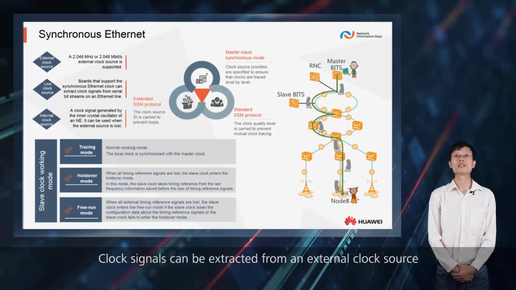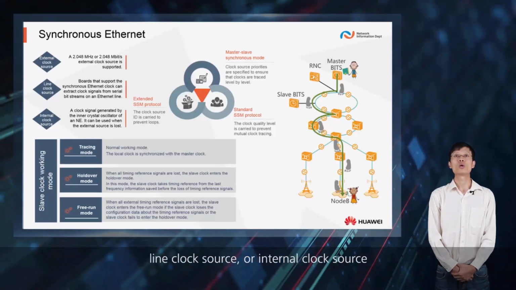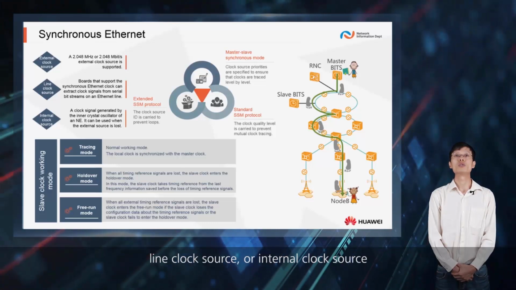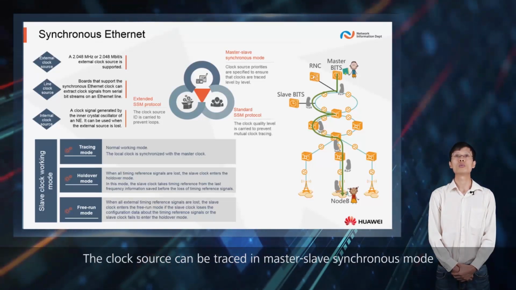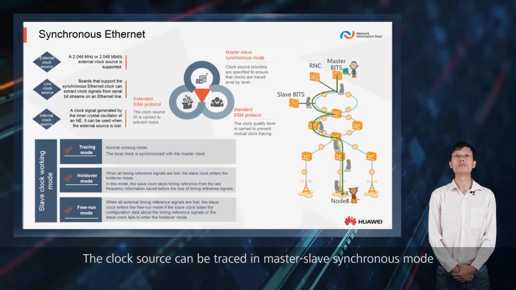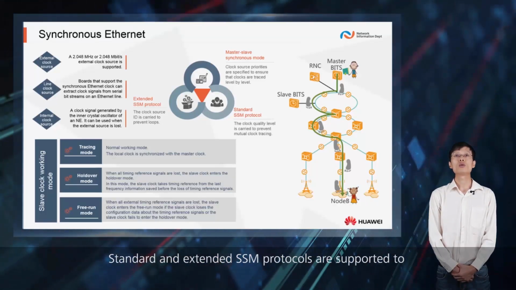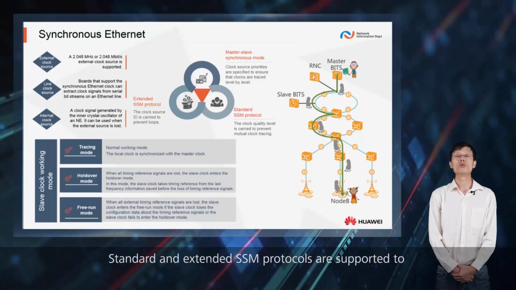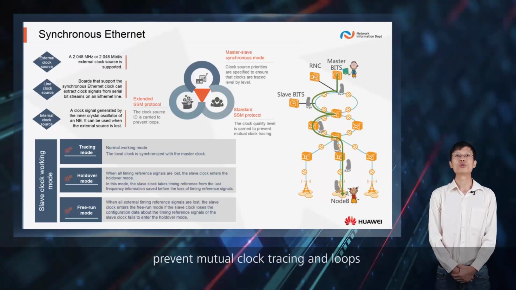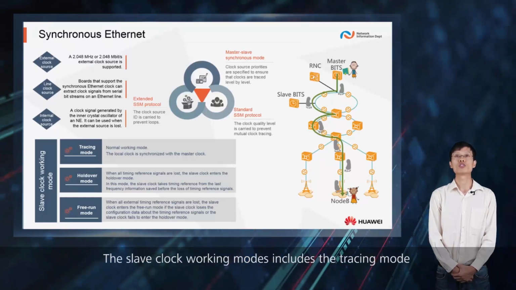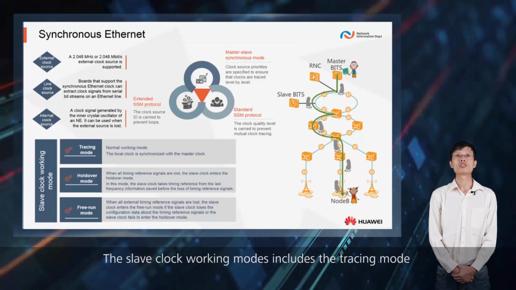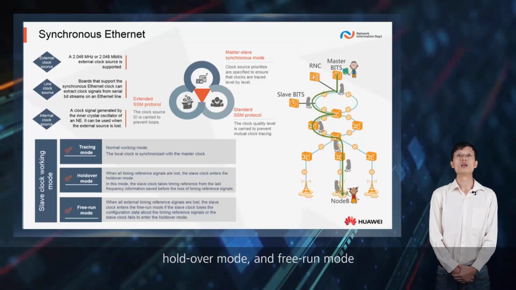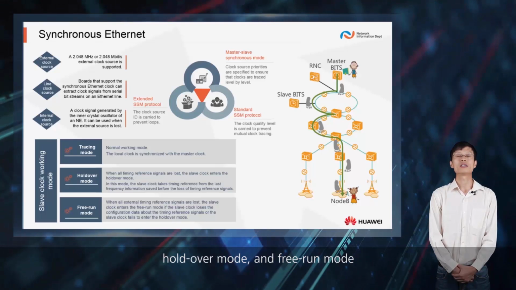Clock signals can be extracted from an external clock source, line clock source, or internal clock source. The clock source can be traced in master-slave synchronous mode. Standard and extended SSM protocols are supported to prevent mutual clock tracing and loops. The slave clock working modes include the tracing mode, holdover mode, and free run mode.